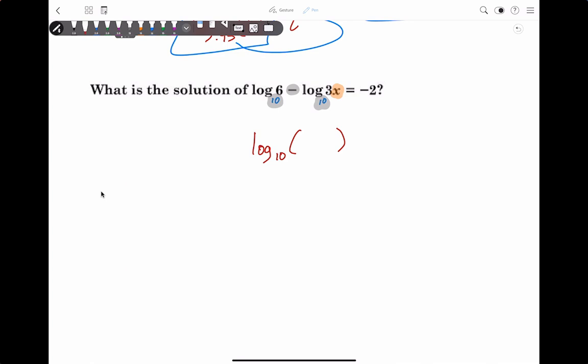I will take this 6 and divide it by 3x. The reason I'm dividing is that this was a subtraction between two logarithmic terms. So I take this 6 and it will be divided by this argument. Order does matter. It was subtracting 3x, that's why it's on the bottom, not on the top. And this is equal to -2. So all I did was use one of the laws of logs.